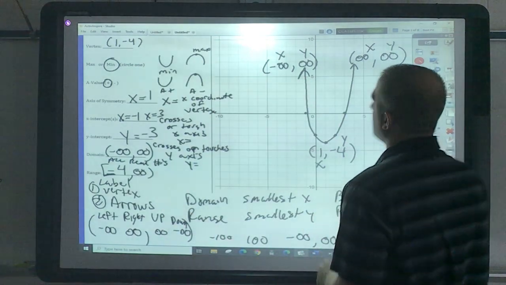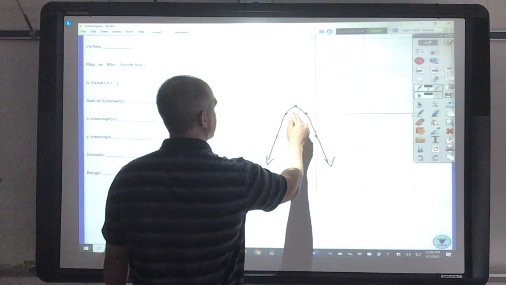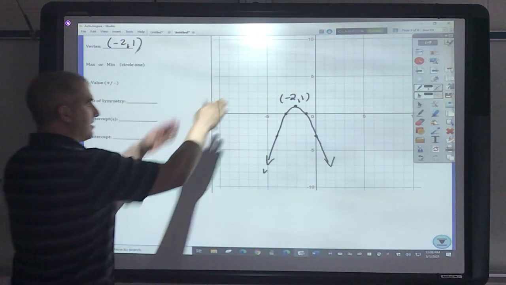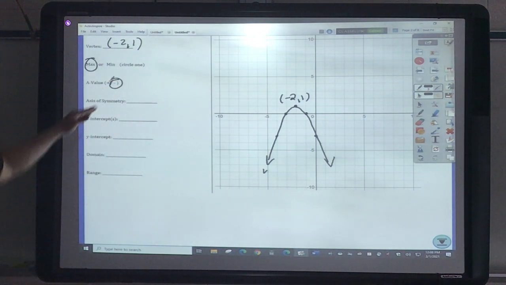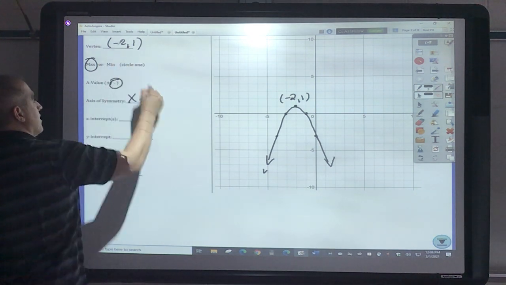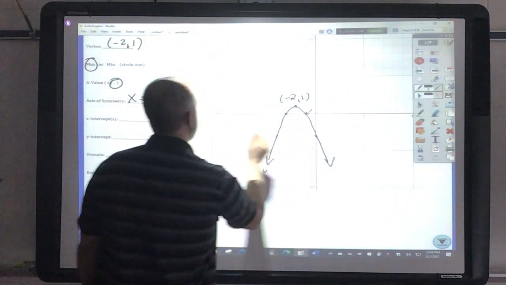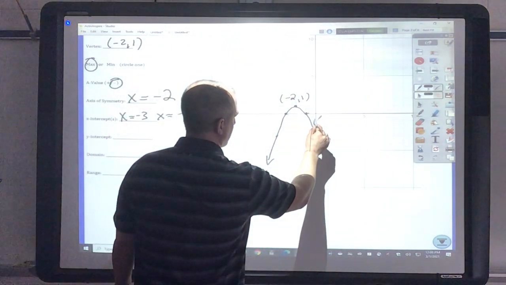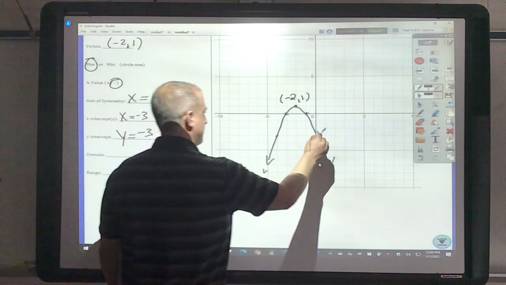Okay, let's do another example together. Now we got this. My vertex here, and I'm going to go ahead and label it, is -2, +1. Now, this would be a max, and my A would be negative. My axis of symmetry is x equals whatever that value is. The x-intercepts: it crosses at -3, and it crosses at -1. My y-intercept crosses at 1, 2, -3 right there, so it'd be y equals -3. So the y-intercept is right here.